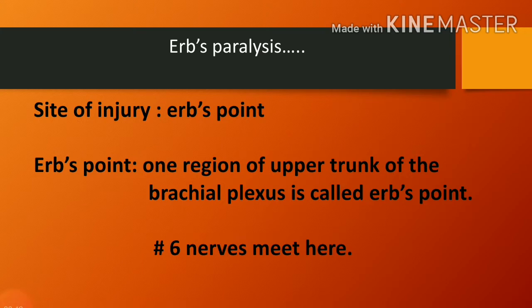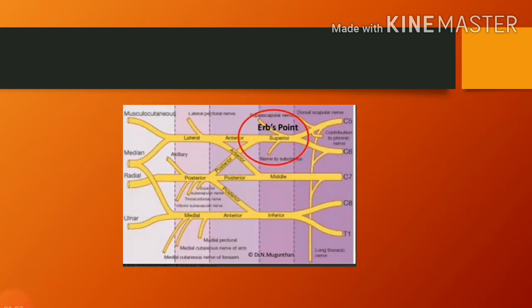So Erb's point is a region on the upper trunk of the brachial plexus where six nerves meet. Six nerves meet, meaning the roots of C5 and C6, which combine to form the trunk, and the suprascapular nerve and nerve to subclavius which emerge from there. So it's going to be 6 nerves in total. So guys, as you are seeing in the diagram, the round circle is showing Erb's point.